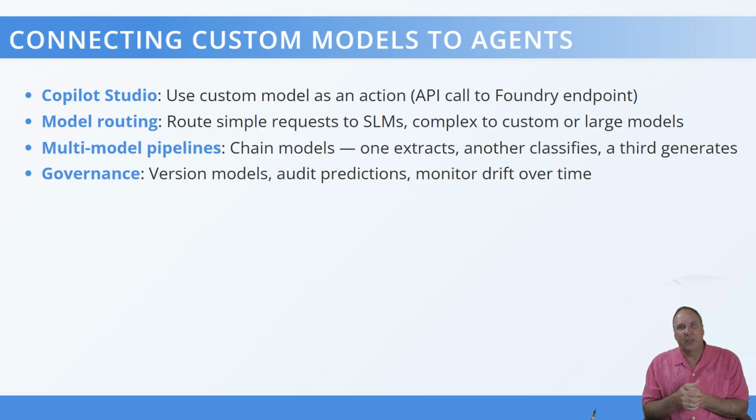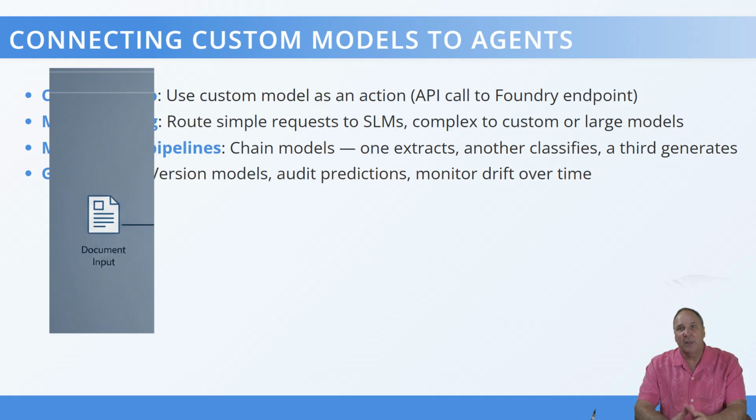Custom models need to connect to agents and workflows we've designed throughout this section. In Copilot Studio, you add a custom model as an action or as a tool. The agent calls the Foundry endpoint, passes input, gets a prediction or a generation, and uses it in the conversation flow. Model routing is critical for cost optimization. Route simple requests to small models, complex requests to larger or custom models. Same concept from Section 3 applied at the design level.